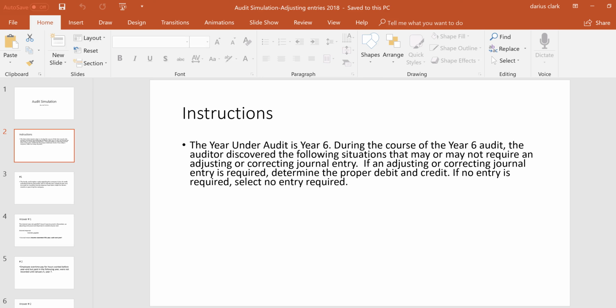All right, so the year under audit is year 6. And during the course of the year 6 audit, the auditor discovers the following situations that may or may not require an adjusting or correcting journal entry.